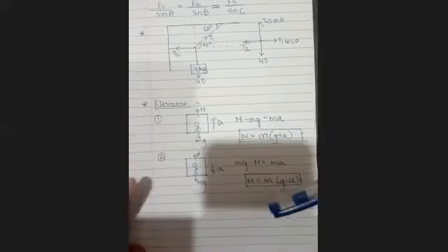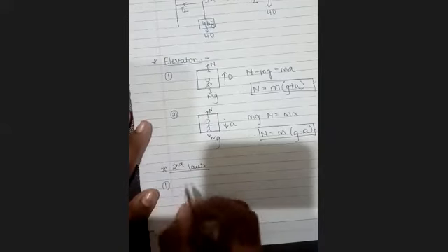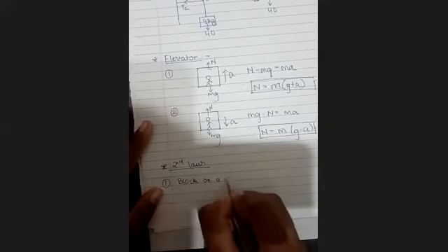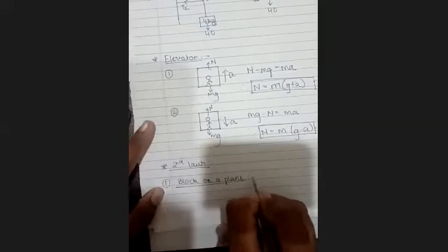Now we will see the applications of the second law of motion. The first one will be a block on a plane. There's a block of mass M on a plane, and it is pulled with a force in this direction, at angle theta.